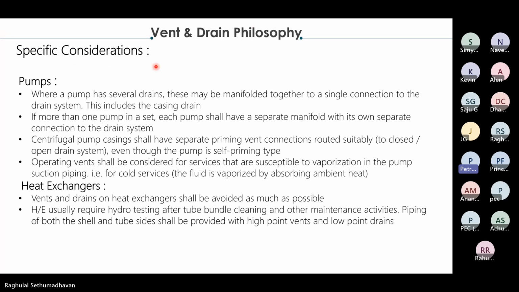Now there are specific configurations for each equipment. We'll see them one by one. For pumps, there will be several drains, like the casing drain and the discharge and suction line drains, which will be manifolded together. If more than one pump is there, each pump will have a separate manifold. For centrifugal pump casings, there will be a separate priming vent connection so that air can escape. We can see all these considerations later also.